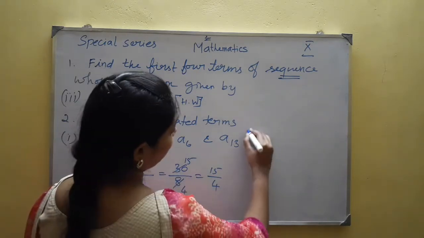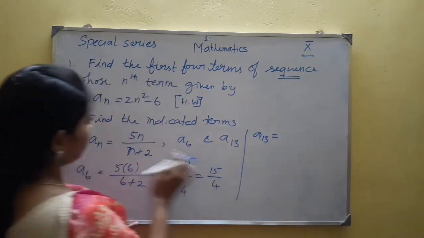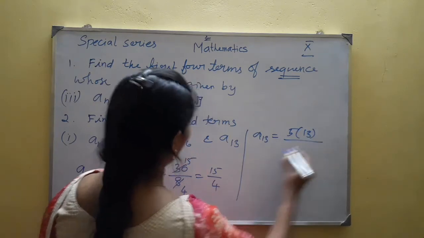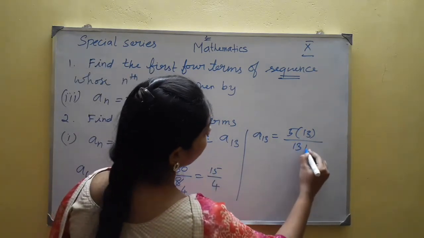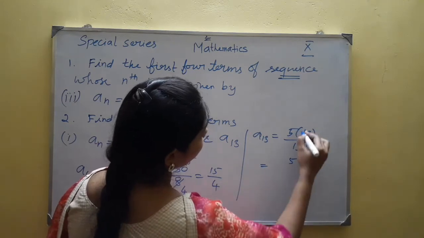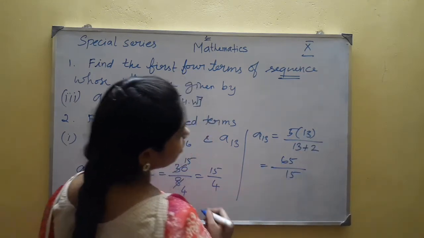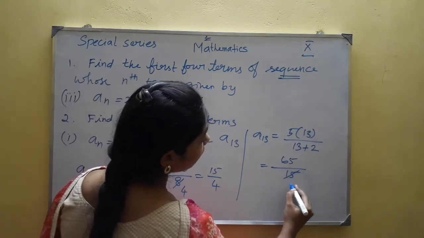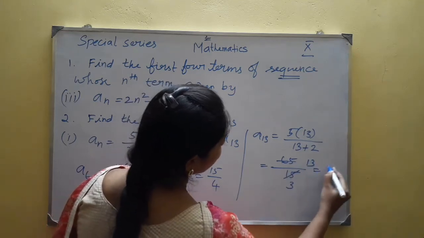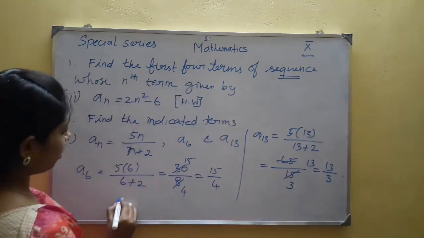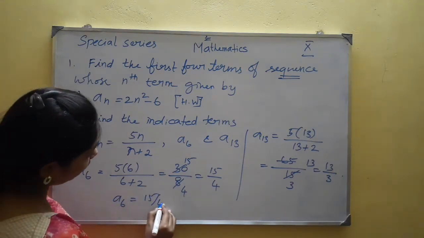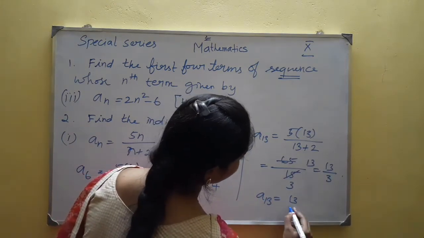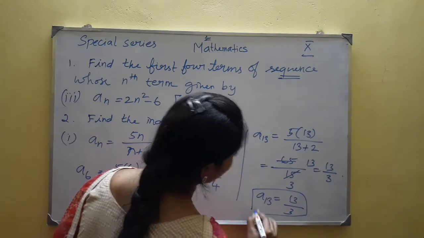Okay, so a13 now. A13, 13th term. In the place of n you want to substitute 13. 5 into 13 divided by 13 plus 2. So 5 3s are 15, 5 1s are 5, 6, 15. So how many times in the 5 table can you cancel this? So in the 5 table, this is 3 times, 1 is 13. So 13 by 3. So a6 value is 15 by 4 and a13 value is 13 by 3.